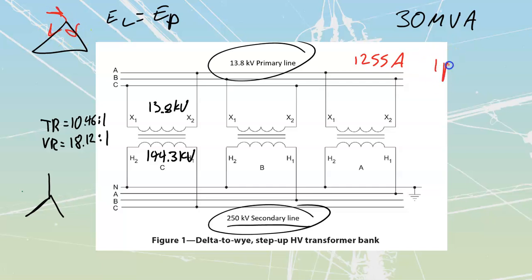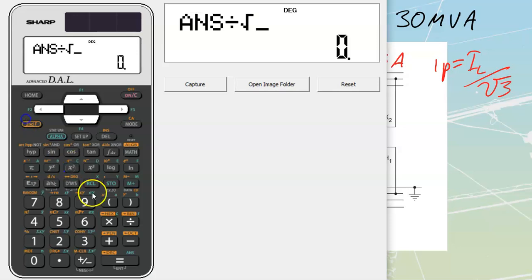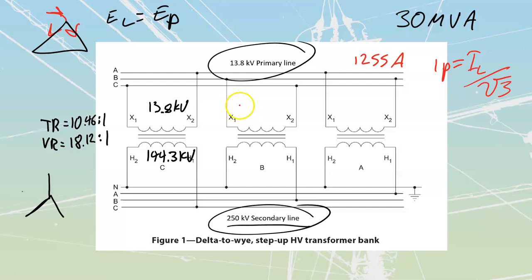We know that I phase is equal to, sorry, I wrote an E there, I line divided by root 3. So we take our value over here, 1255, and divide it by root 3, which gets us down to an individual phase current of 724.6 amps. So each of these windings is going to be carrying 724.6 amps through them.